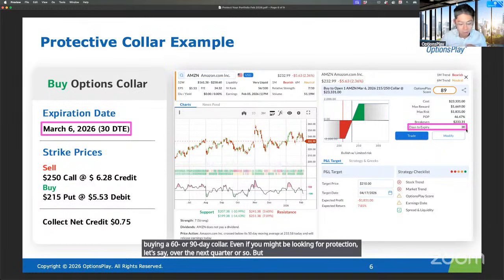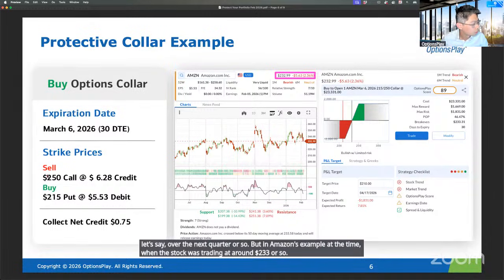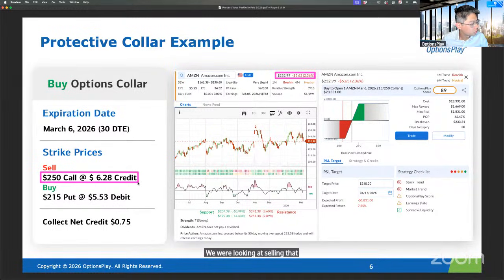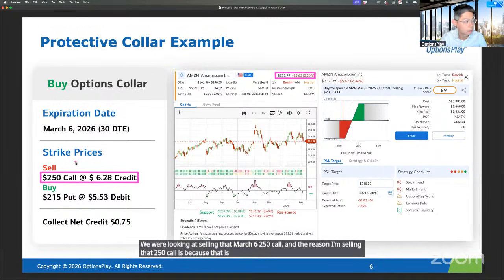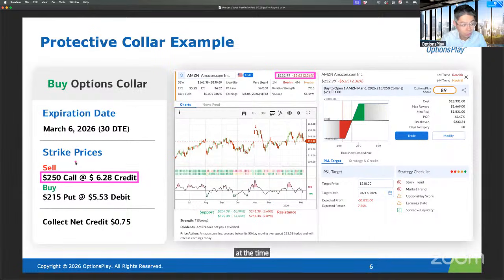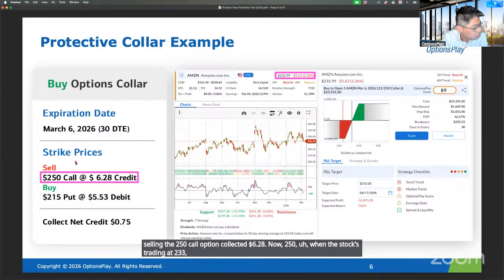But in Amazon's example at the time, when the stock was trading at around 233 or so, we were looking at selling that March 6 250 call. And the reason I'm selling that 250 call is because that is the 30 delta at the time of writing this. So when the stock is around 233, selling the 250 call option collected $6.28. Now, 250, when the stock's trading at 233, essentially means that you still have, in this particular case, another $17 in upside for this stock.